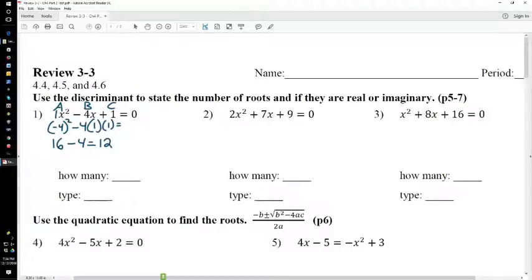All right? Since we had a positive answer that was greater than 0, we will have 2 roots, and they will both be real. Okay? Number 2 and number 3, you do the exact same way.